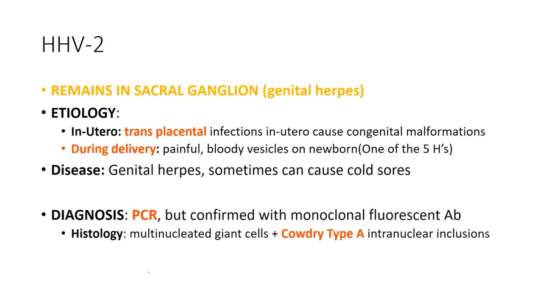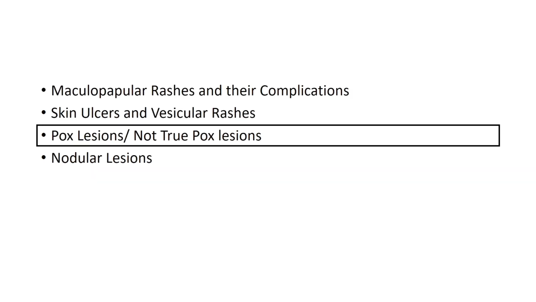and this is one of the 5 H's that transmit viruses across during delivery, which is your HSV2, your HPV, your HIV, HBV, and HCV. All these can be transmitted across to the child during delivery. This causes genital herpes, sometimes cold sores. Remember that crossover. Diagnosis is PCR, confirmed via fluorescent antibodies. But if you're doing histology, you look for multinucleated giant cells with Cowdry A intranuclear inclusions. It does the three M's: margination, multinucleation, and molding, which is putting multiple cells' nuclei together.